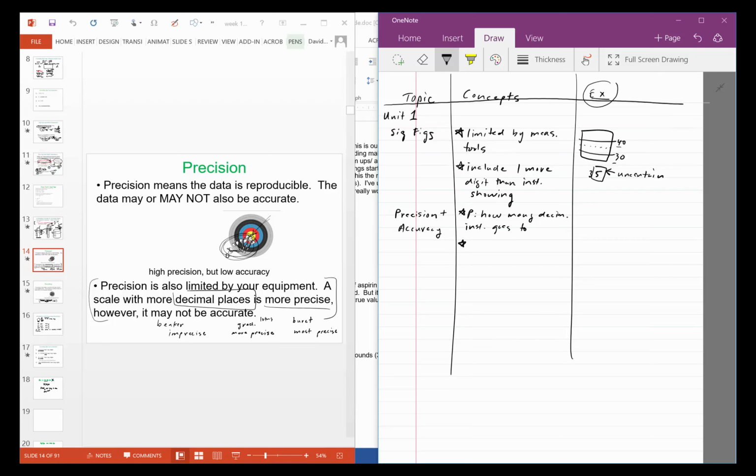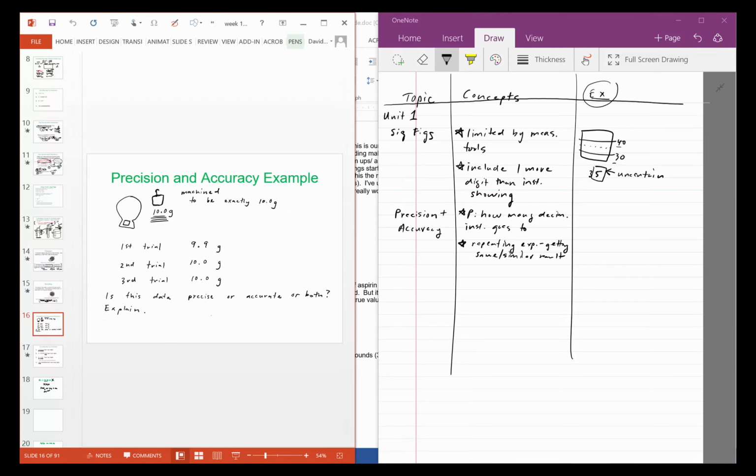Precision is also repeating an experiment and getting the same or similar result. Okay. An example of that is one that we saw from the video.